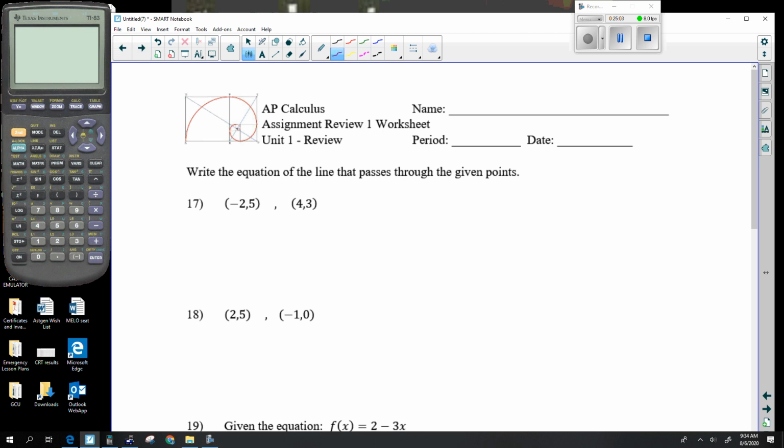Okay, write the equation. So slope is y2 minus y1 over x2 minus x1.